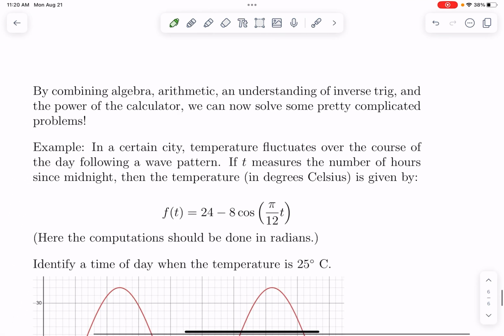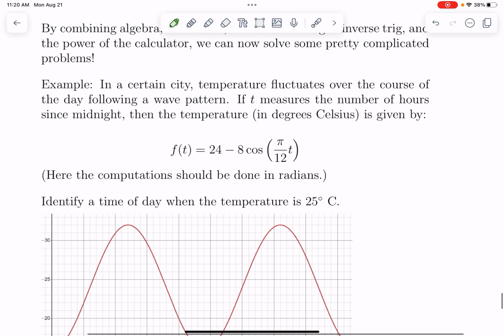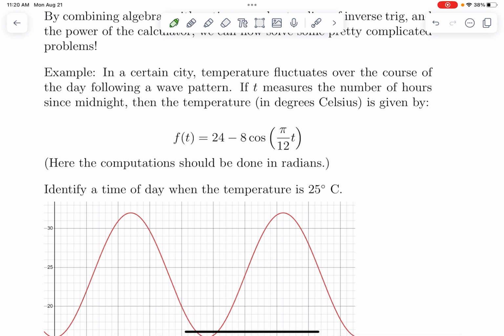Okay, so let's see what we got here. By combining algebra, arithmetic, and understanding of inverse trig functions and the power of the calculator, we can now solve some pretty complicated problems. So here's a word problem. A lot of natural phenomena vary in a wave pattern over the course of time. And very often we can use trig functions to understand those wave patterns.